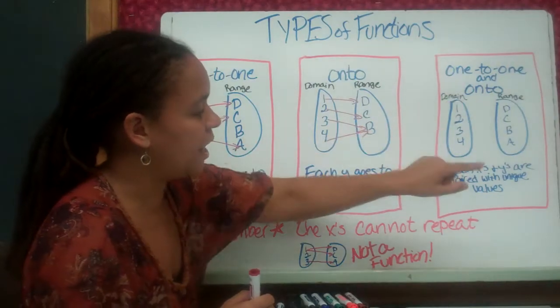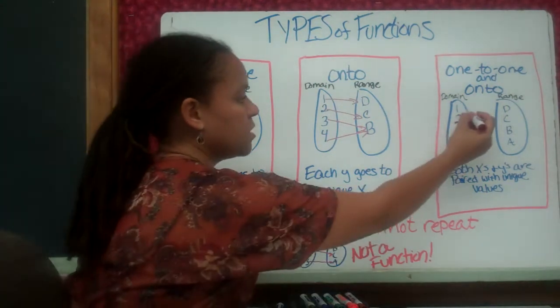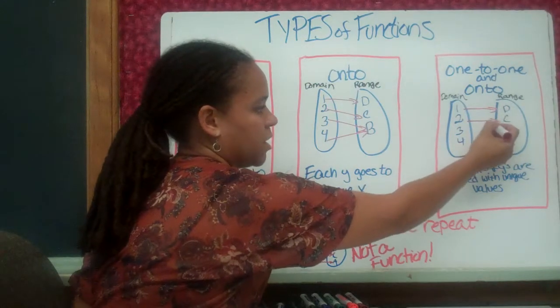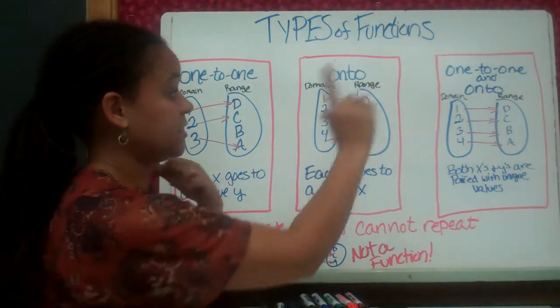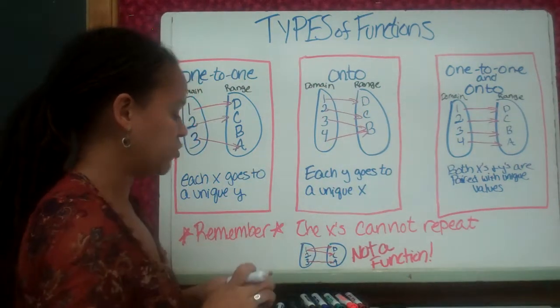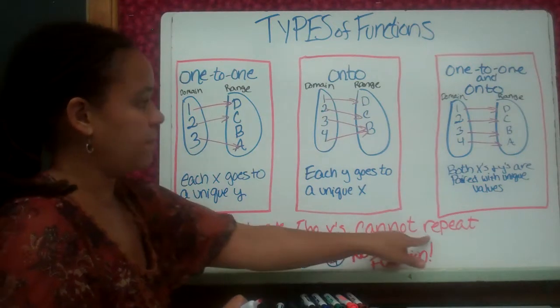Both one-to-one and onto, this is when both the x's and y's are paired with unique values. So here we would just be strictly going straight across, one-to-one. One of these is paired with one of those. They're exactly matched up. The one thing to remember here is that the x's cannot repeat.